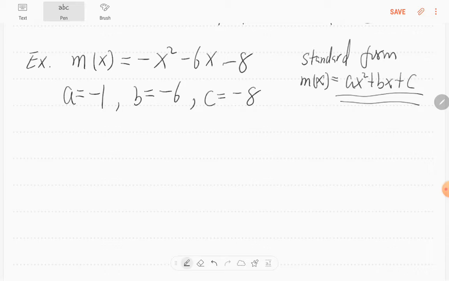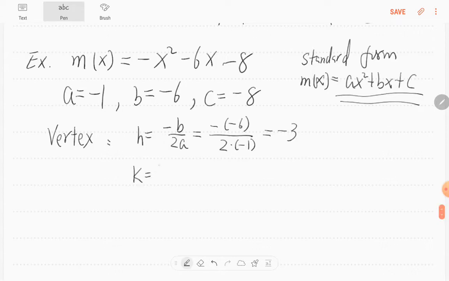Right? So from here, we can find the vertex quickly. The vertex is h equals negative b over 2a. So this would be the negative of negative 6 over 2 times negative 1. Right, so you have negative 3.